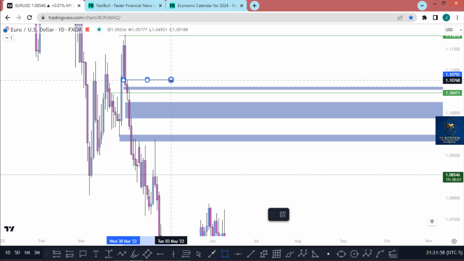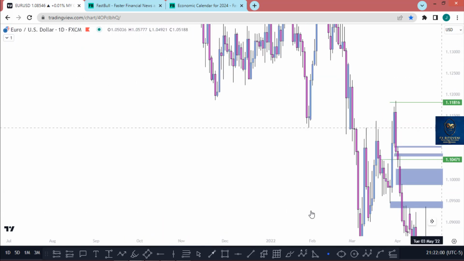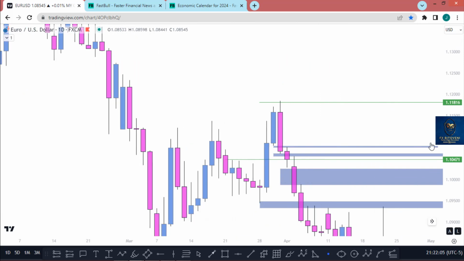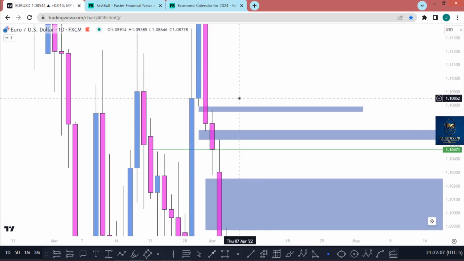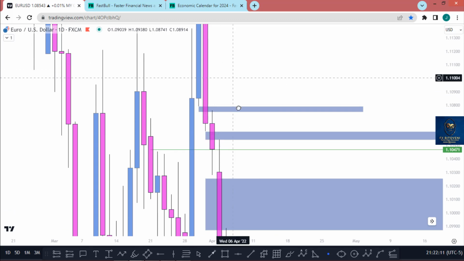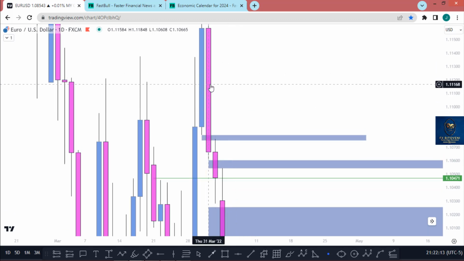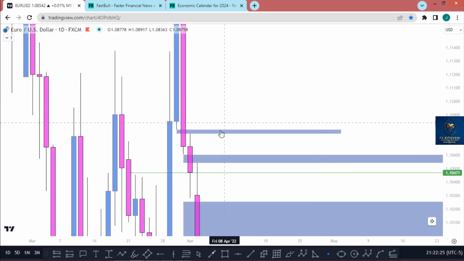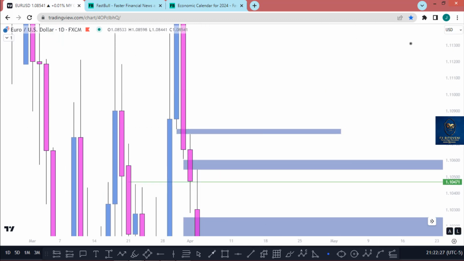So you can see I'm choosing imbalance, guys. I'm just looking at 2 candles, 3 candles. So I have this candle, I have this candle, and I have this one. The low of this candle and the high of this candle did not touch each other. So I have imbalance resting here.